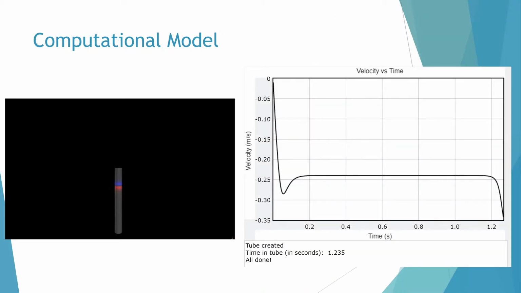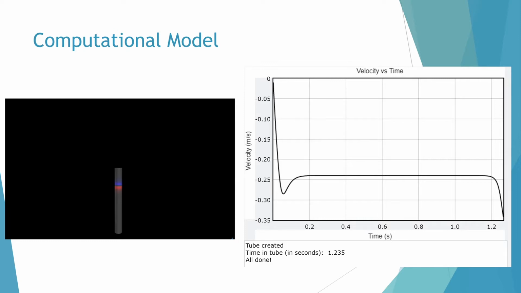So this is the output that we received. This is the magnet going through the tube. And then this is what our output is for the velocity versus time graph. As you can see, the time in the tube was 1.32 seconds. I'm going to talk about that a little bit in a second, but this is the graph that we got from the output.